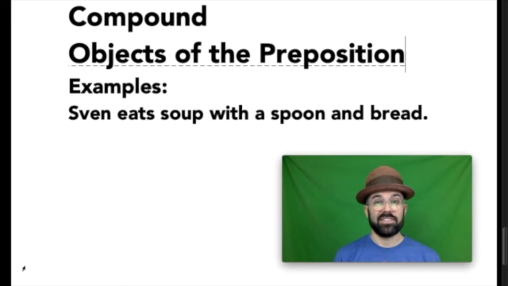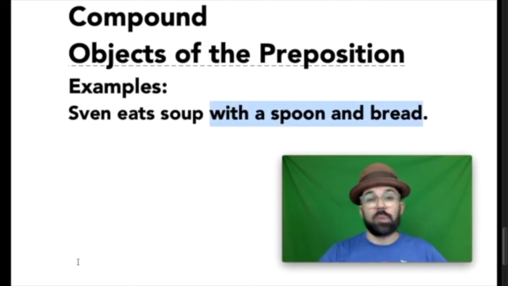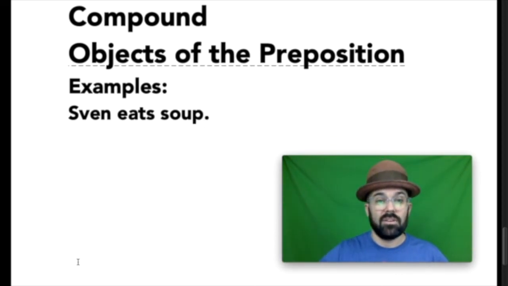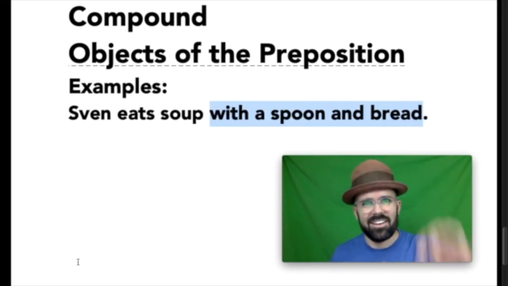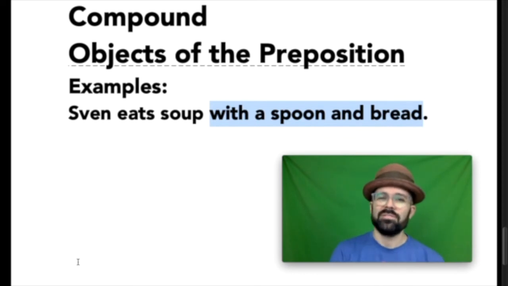What's the prepositional phrase? The prepositional phrase is with a spoon and bread. With spoon, also with bread. One preposition is connected to two different objects of the preposition. And of course, once again, if we deleted that entire prepositional phrase, what we have left over is still a complete sentence. Sven eats soup. But how does he do it? With a spoon and bread.